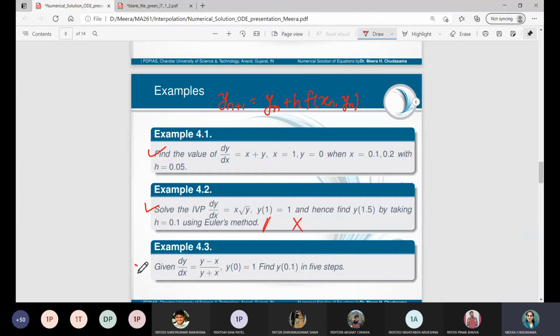Okay, so let us consider this one. Given, we have this initial value problem dy by dx is equal to y minus x upon y plus x. Initial condition: x0 is 0, y0 is 1, and we are asked to find it at the point 0.1 in 5 steps. So here you can see we are given 5 steps, which means n is equal to 5 is given, but not h. So we have to determine the step size from the formula. That is the difference in this example.